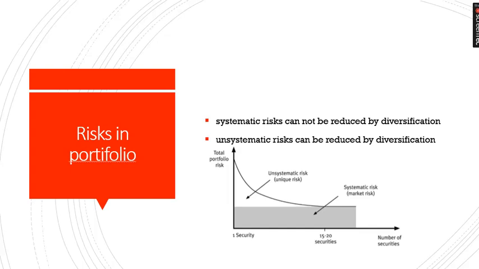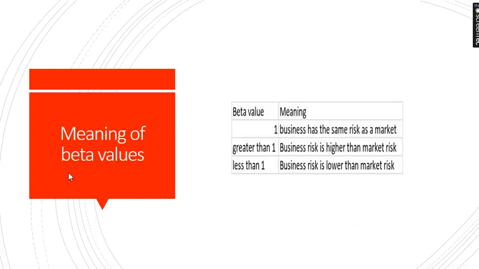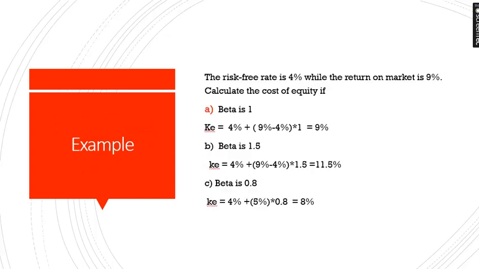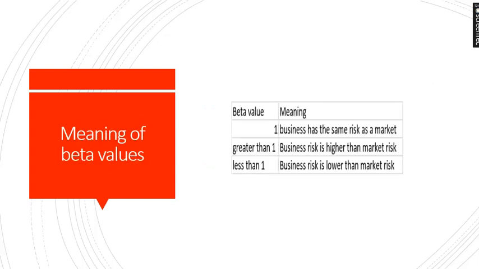Now let's look at the meaning of beta. If you look at the CAPM formula, it has the beta. Here you can see the beta factor. So this beta factor is used to measure systematic risk. So what does it mean? We are on the meaning of beta factor.